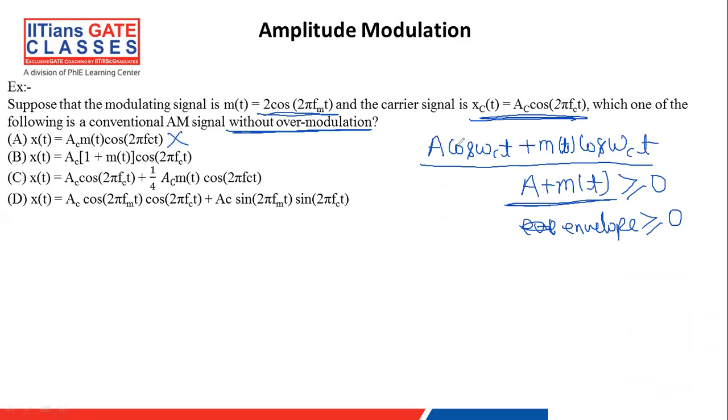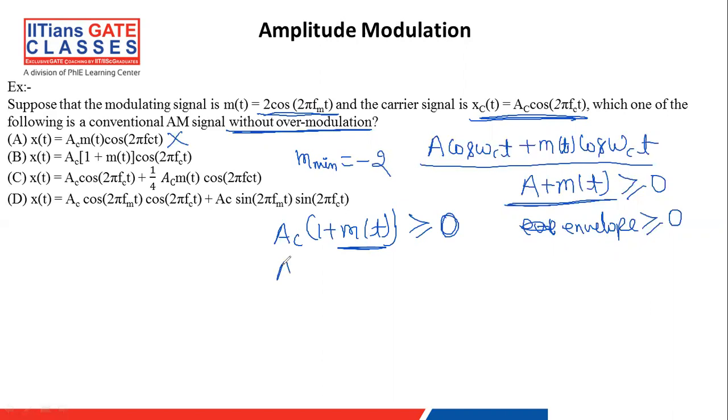Second case is in this form, but let's see if this is following the criteria or not. So we have AC plus 1 plus MT. It has an envelope which is equal to AC into 1 plus MT. This should always be greater than or equal to 0. Now put the minimum value of MT here and see if this is following this. So the minimum value of MT is minus 2 here, right? So here M minimum is minus 2.